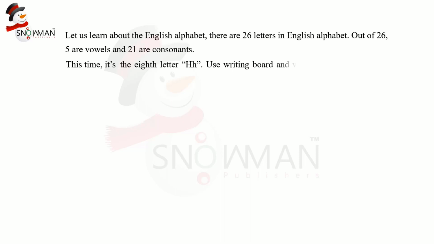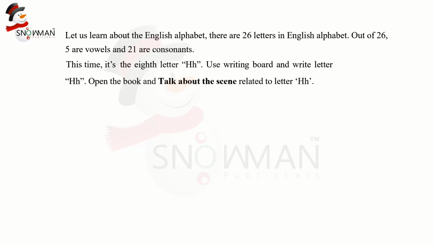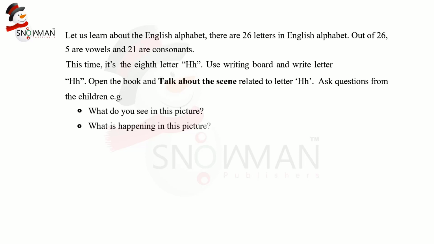Use the writing board and write letter H. Open the book and talk about the scene related to letter H. Ask questions from the children. For example, what do you see in this picture? What is happening in this picture? Ask them to identify the objects that start with the sound H.